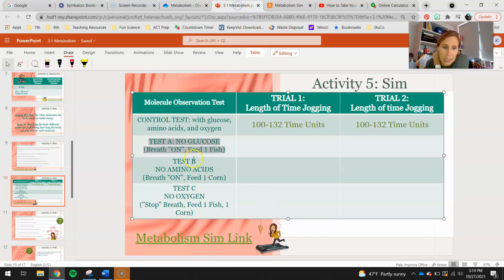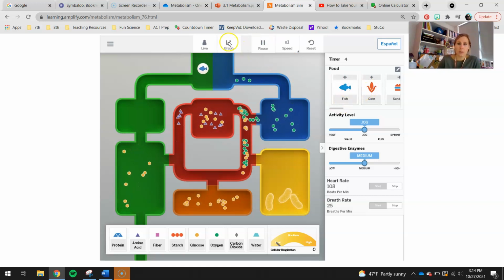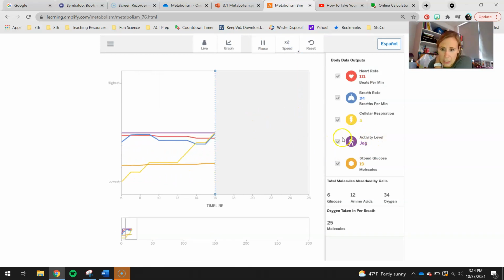And for this one, it tells us breath on, feed 1 fish. So we're going to give it only 1 fish to eat, which we know fish is mainly protein and a little bit of fat. Okay, so we're going to hit play, feed it our fish, and then switch to our graph view. We can even speed it up. Our activity level is this little purple line right here. So we're going to pause that when we see that purple line drop. Right now, we're still jogging. But again, when that purple line drops, it means we ran out of energy. We're not able to jog anymore.